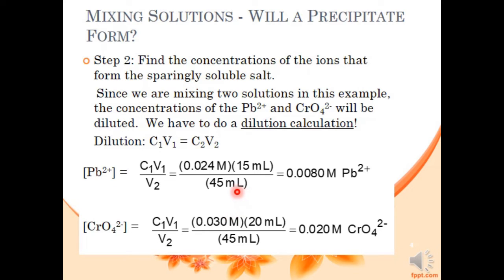After mixing, of course, the volume will change. Initially this is the volume of lead, and this is the concentration. We divide by the new volume after mixing, and this would be the new concentration of lead. We do the same thing for chromate to find the new concentration of chromate. Now what do we do next? We substitute these concentrations into the expression and we compare, to see whether the Qsp is larger than Ksp.